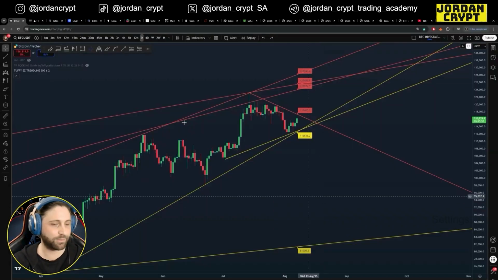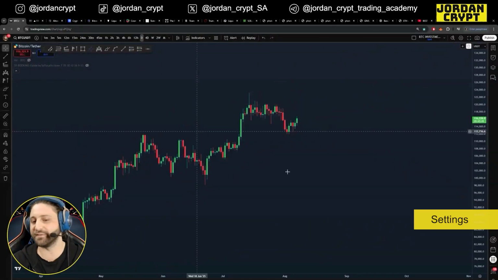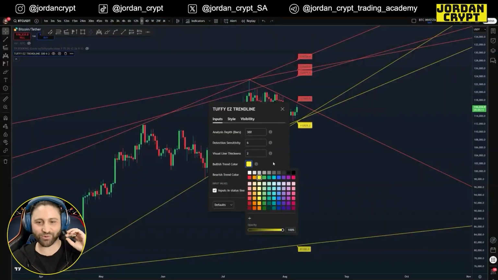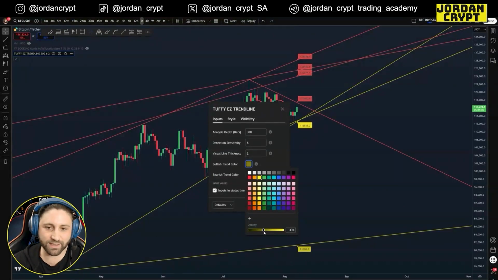What I'm going to do now is a quick look at the settings. I have explored them a little bit, but to be honest, I would say just leave them. If you want thicker lines, you can make thicker lines. If you want to change your colors, then you can, of course, as Tuffy has made it very nice. We can actually go change the colors. We can also take away some of the opacity.